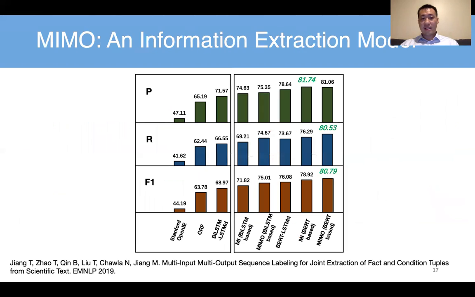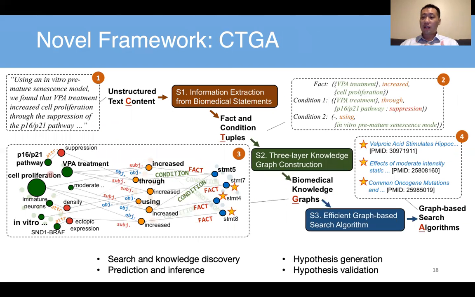Okay, so with this kind of structure, we build a model to extract the information from the text. And you can see this is the performance to ensure the quality of the knowledge graph. Once we have a knowledge graph, we can build an intelligent search. Here we propose a novel framework. It's called CTGA. Actually, they are the four very important components in the DNA, right? So here the C represents unstructured content, C. And the T is for fact condition tuples, T.